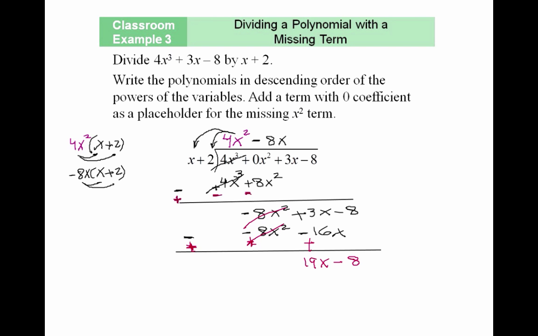All right. What times x gives me 19x? Plus 19. Very good. Plus 19. If I distribute that 19 by x plus 2 and record it down there, what do I get here? 19x plus 38. 38? Okay, so what do we do next?